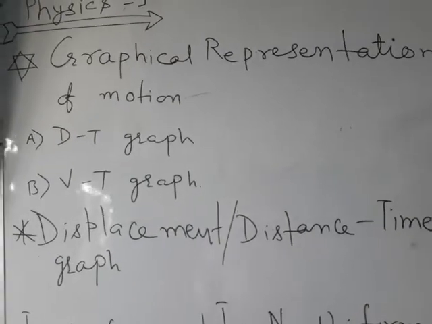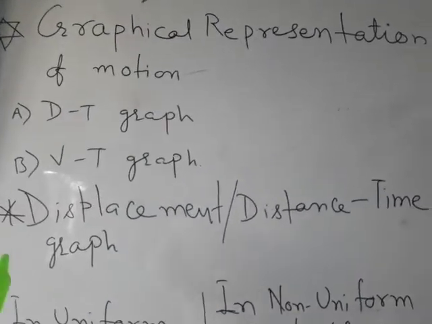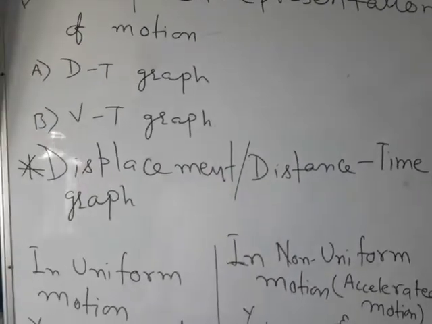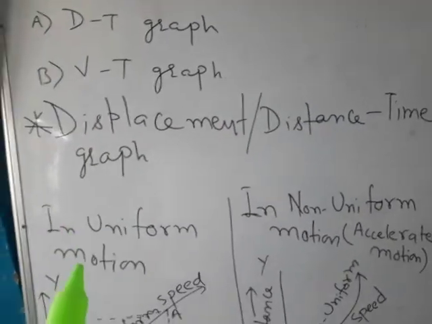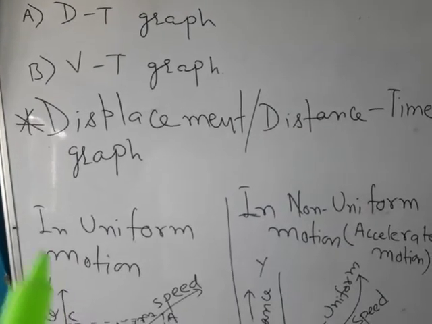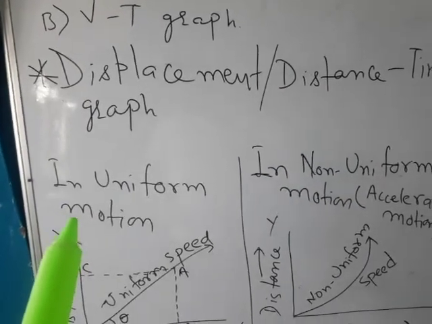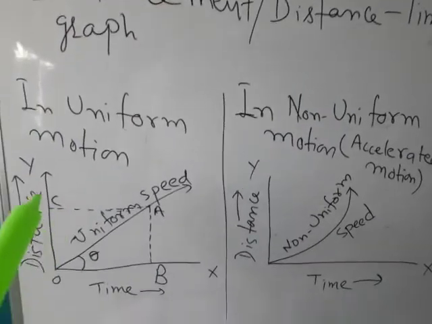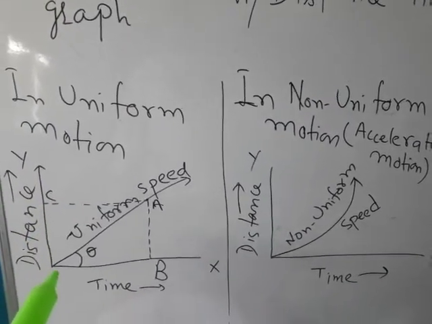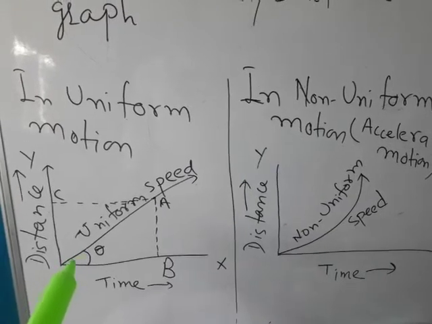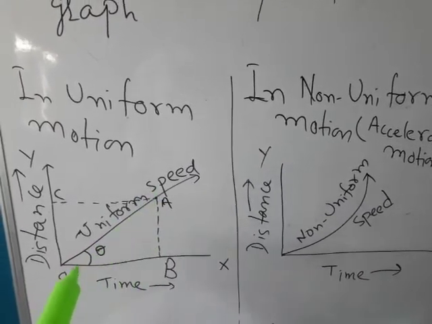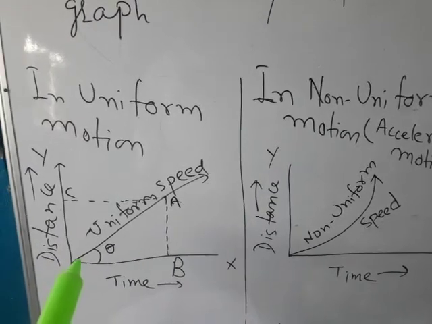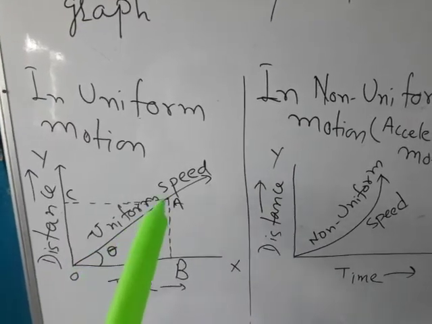Now, we discuss displacement time graph or dt graph. In uniform motion, that is, when the speed of a body is constant, the dt graph will be a straight line starting from the origin and going obliquely.